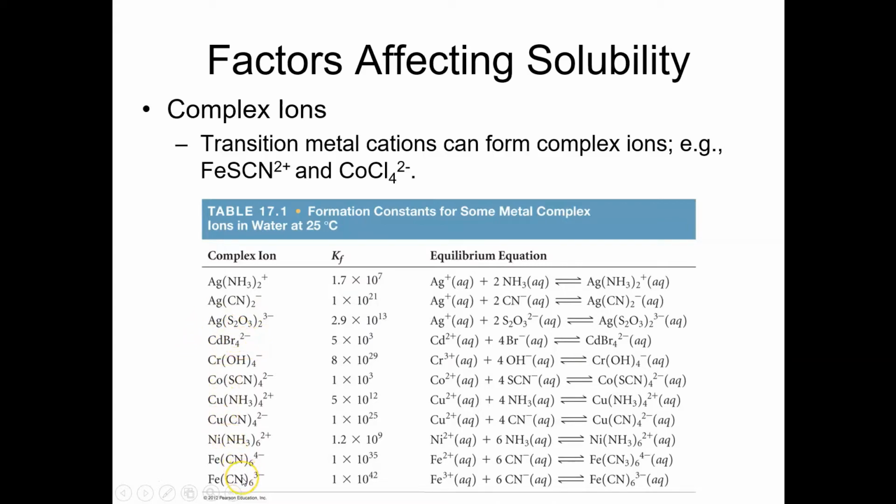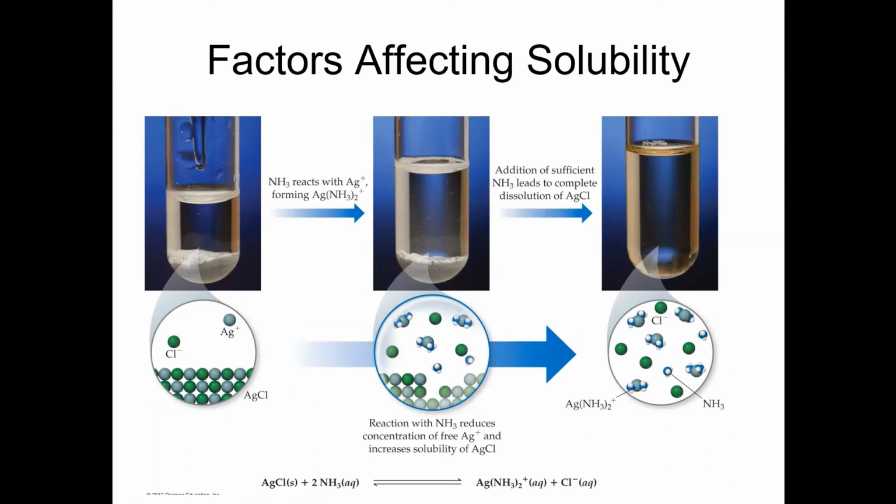Various transition metal cations will form these complexes with bases, and some of these have K values that are very, very large. These are very, very thermodynamically favorable reactions. So what happens? We were talking earlier about the fact that silver chloride is not very soluble in water, and it's not. If I put some silver chloride into water, it'll just sit on the bottom, but just a little bit of it will dissolve to produce some silver ions and some chloride ions.